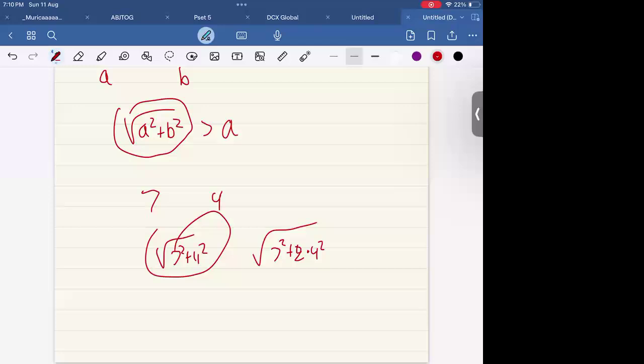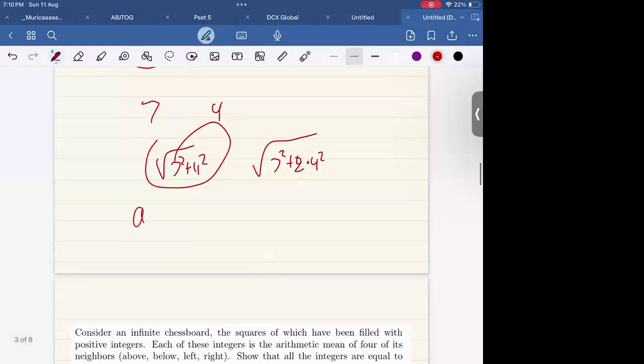But the way to formalize this is by considering the maximal element. So let the maximal element be A. We know there's another non-zero element which is B. So we should have root over A squared plus B squared belongs to S. But root over A squared plus B squared is greater than A. But we assumed A is the maximal element in S. That's a contradiction. Okay. So there can't be a maximal element in S, and hence S is infinite.